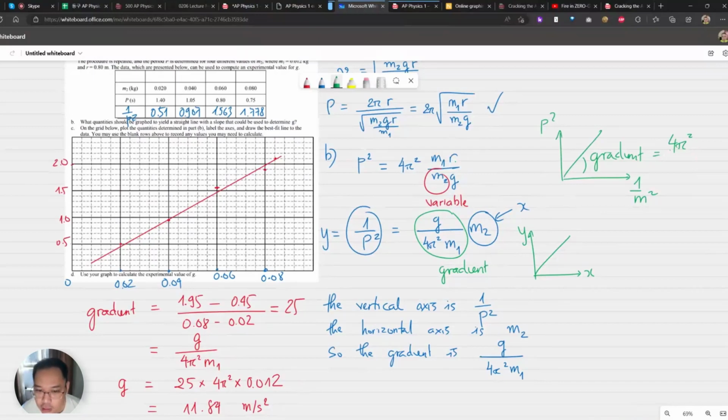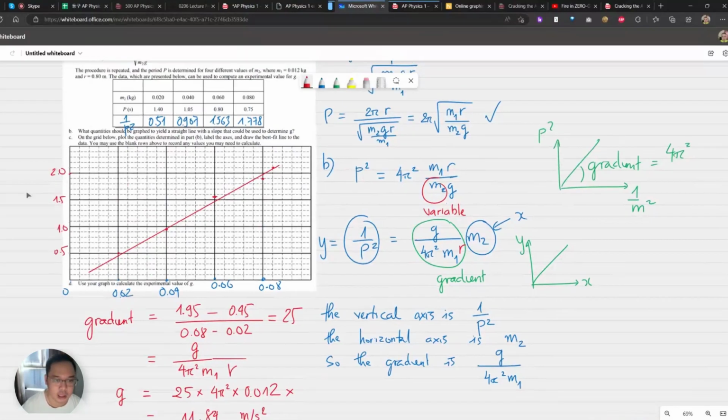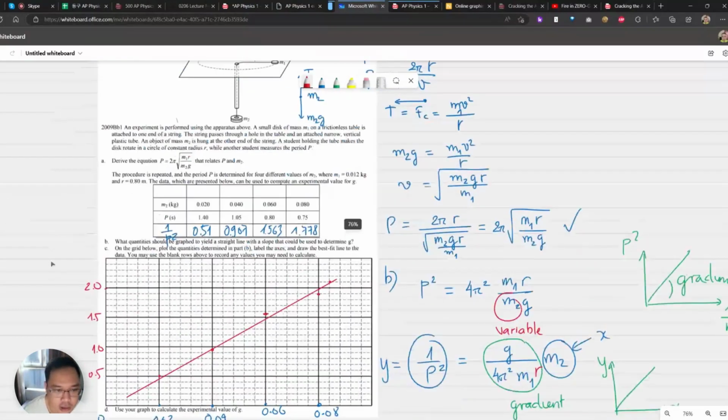Wait, what is r here? I forgot the r here. 4 pi square, okay, inverse that. So that is m1 with r at the bottom. Sorry, r at the bottom here. So here I put the r in here. And then multiply with that r, which is how long, the radius?